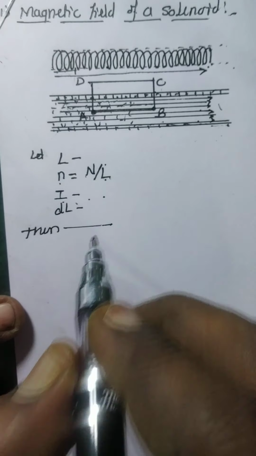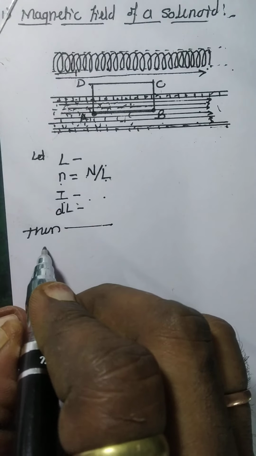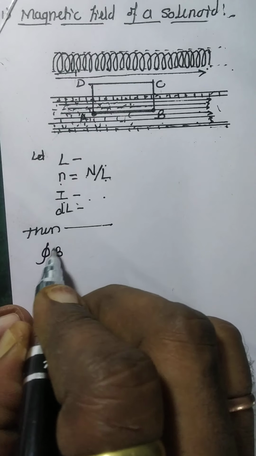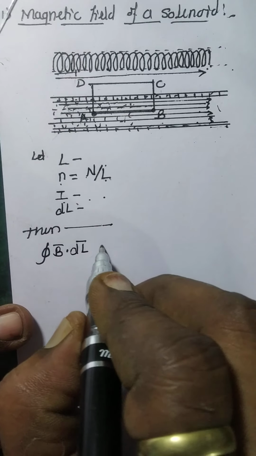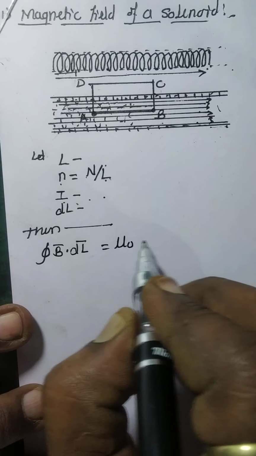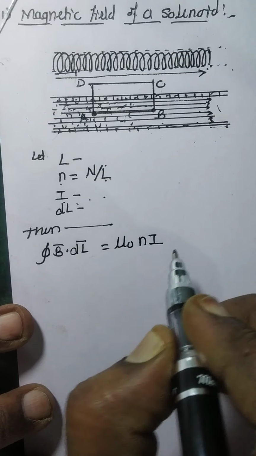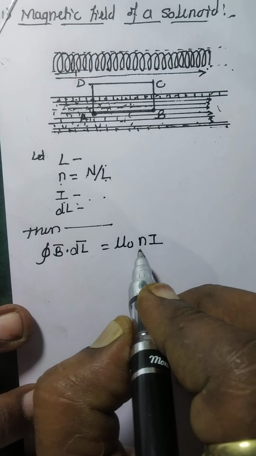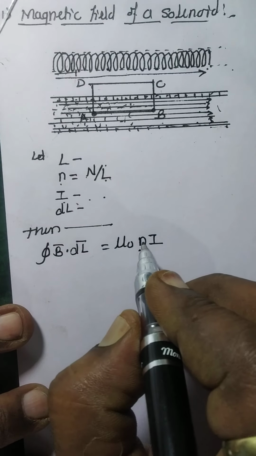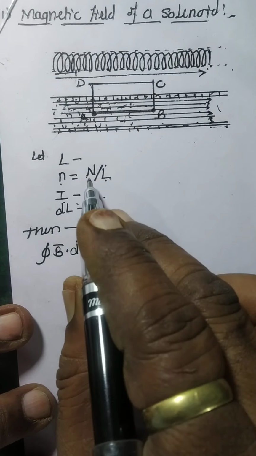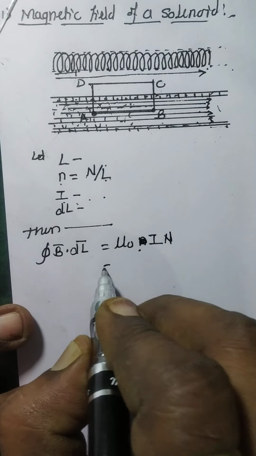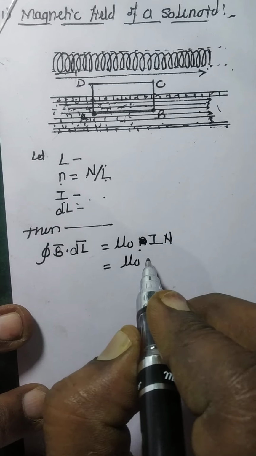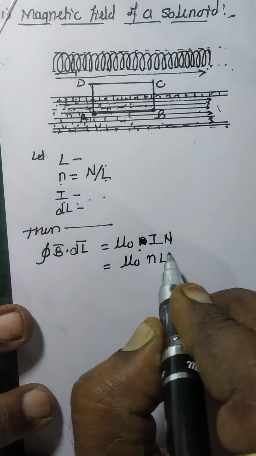Then according to Ampere's law, the line integral of magnetic induction B dot dl is equal to mu naught n I, n that is the number of turns per unit length, किंवा फार तर n म्हणतो, that number of turns n into L, which is equal to mu naught n L I.